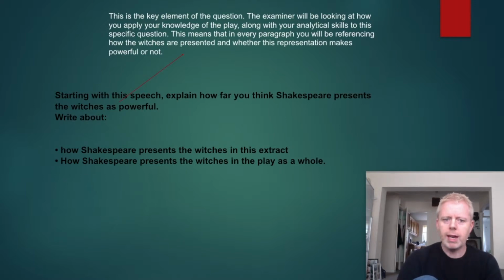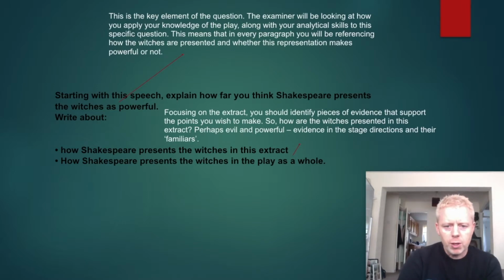The examiner will be looking at how you apply your knowledge of the play, along with your analytical skills, to this specific question. This means that in every paragraph you will be referencing how the witches are presented, and whether this representation makes them powerful or not. And whatever the question is, that will be the case. Whatever the question is asking, you must refer to it in every single paragraph.